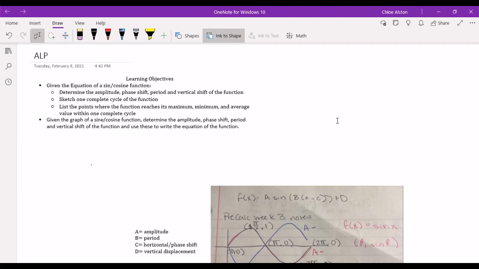And the second learning objective will be, given the graph of a sine or cosine function, determine the amplitude, phase shift, period, and vertical shift of the function, and use this to write the equation of the function.